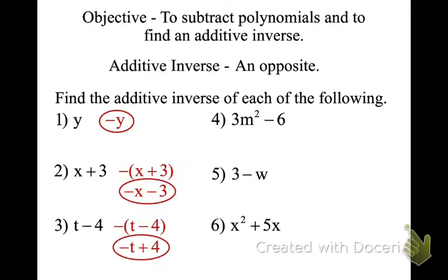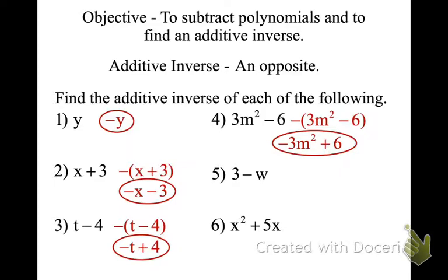Opposite of 3m squared minus 6. Ford, opposite of 3m squared minus 6. That would be negative 3m squared plus 6. Yep. So basically that's what we're doing. This is the additive inverse of a binomial.